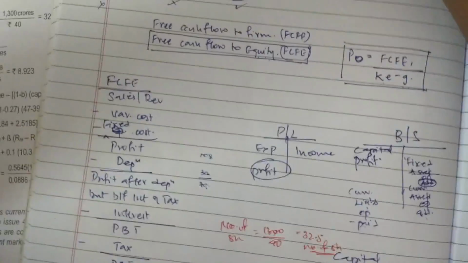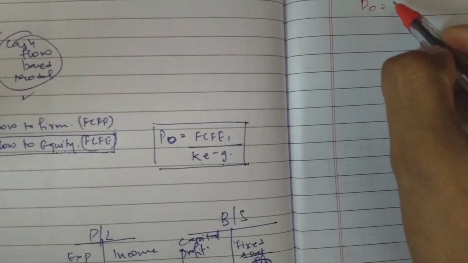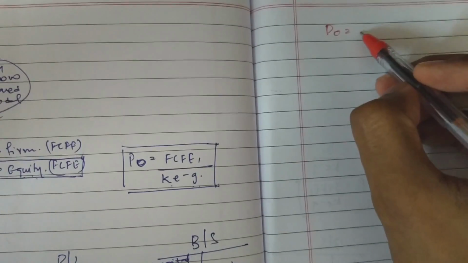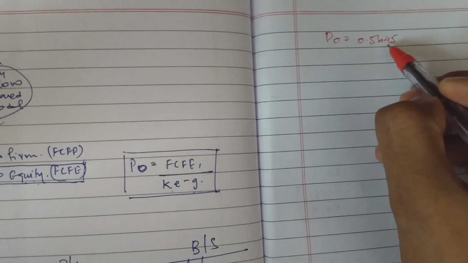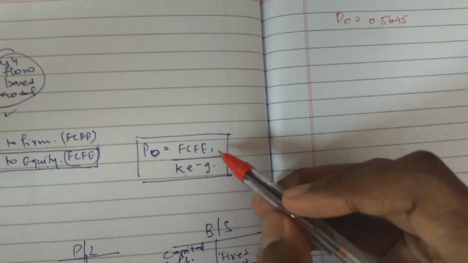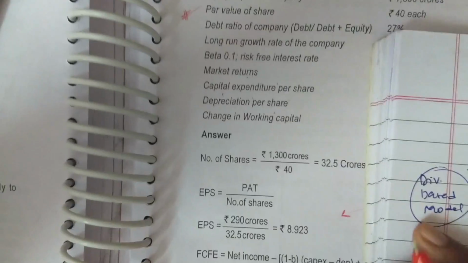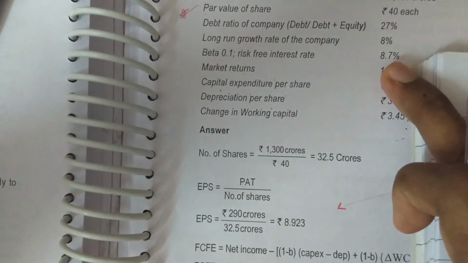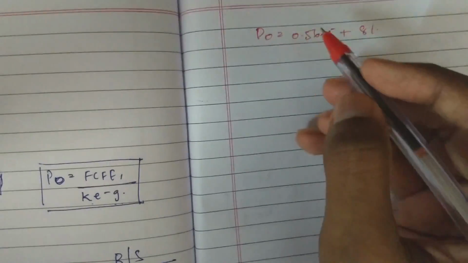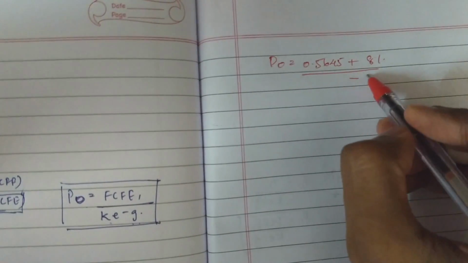Okay, now we'll put it into the formula, which is P0 equals FCFE1 divided by KE minus G. FCFE1 is the FCFE for the next year, and 0.5645 was the FCFE for the current period. How do we find that? By adding growth: 0.5645 plus growth, which is given in the question. In the long run it grows by 8%. So 0.5645 plus 8%, divided by KE minus G, where KE has to be found and G is 8%.